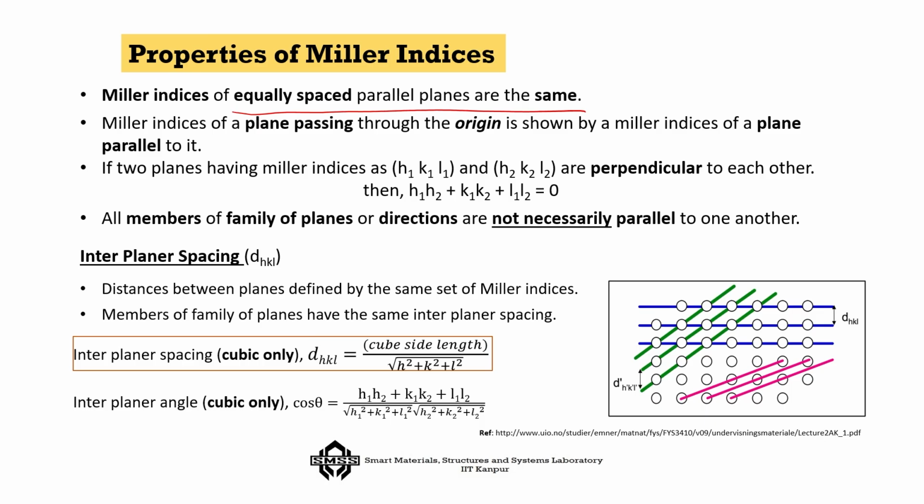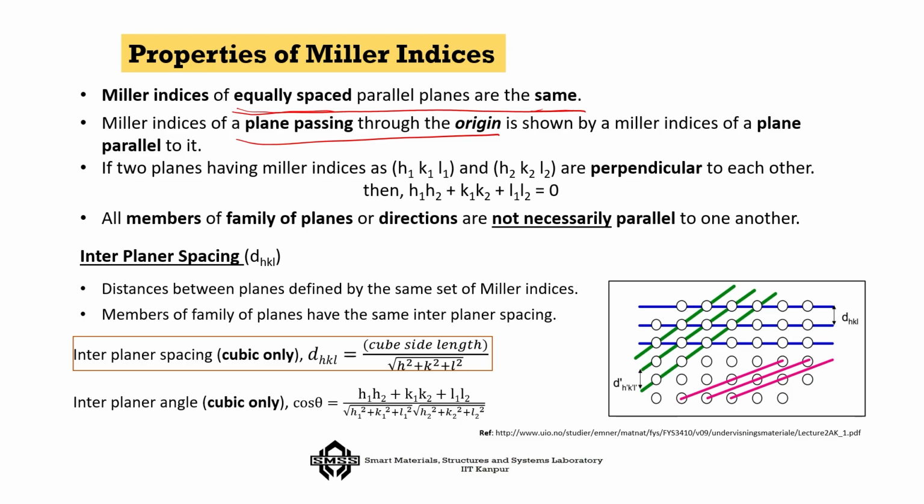Miller indices of a plane passing through the origin are shown by the Miller indices of a plane parallel to it, because we already said that a plane cannot actually pass through the origin. So, I have to show it by a plane which is parallel to it, and because we already said that for equally spaced parallel planes the Miller index will be the same, you can always take a parallel plane not passing through the origin.